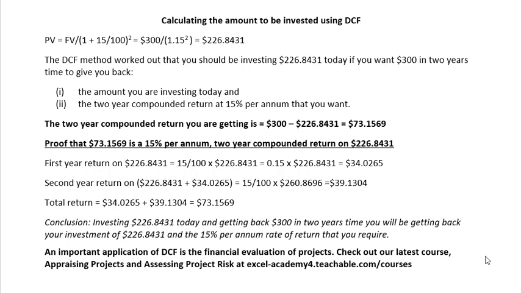In conclusion, by investing $226.8431 and getting back $300 in 2 years' time, you would be getting back your initial investment of $226.8431 and the 15% per annum 2-year compounded return that you want.